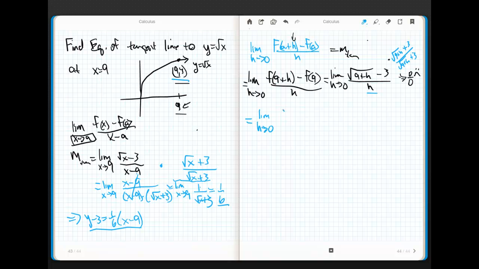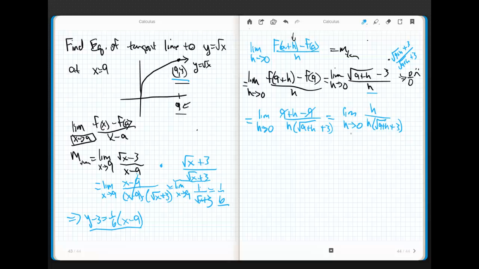That's the bad guy. So I end up with the limit as h goes to 0. It's a difference of 2 perfect squares. So I'm going to get 9 plus h minus 9, all over h times root 9 plus h plus 3. Hey, look at that. 9's go away. Which also means, look at how pretty this gets. I get the limit as h goes to 0 of h over h times root 9 plus h plus 3.